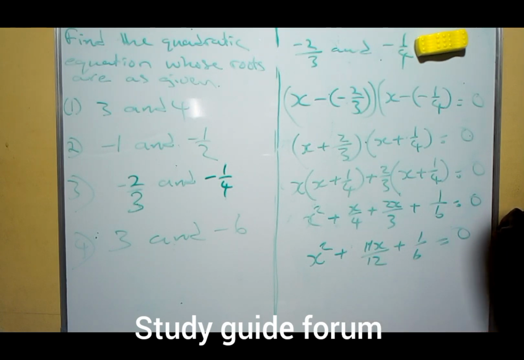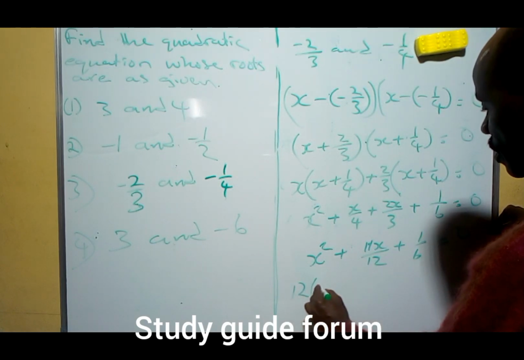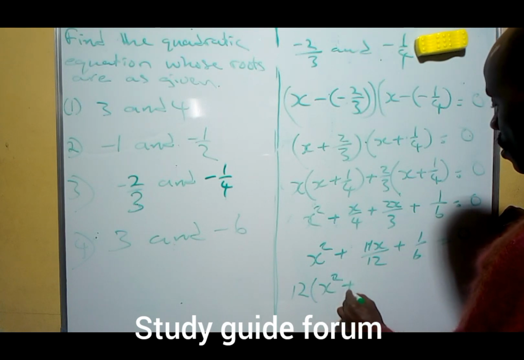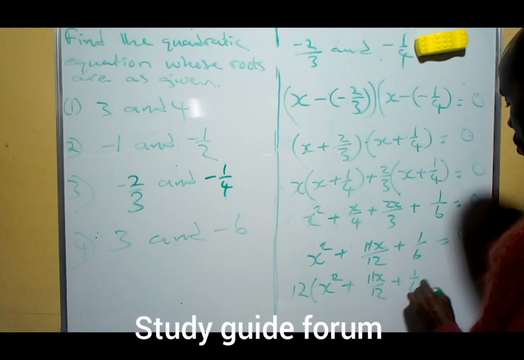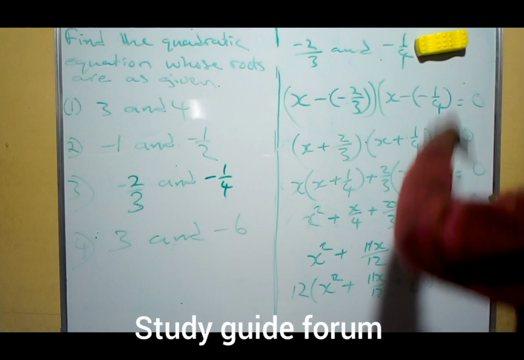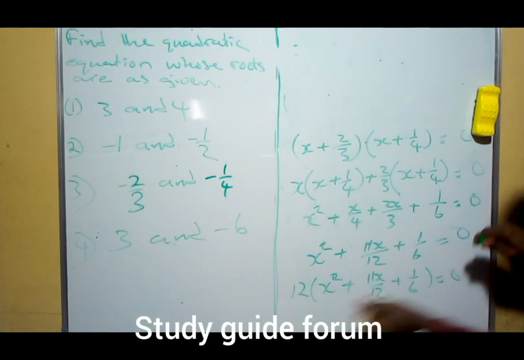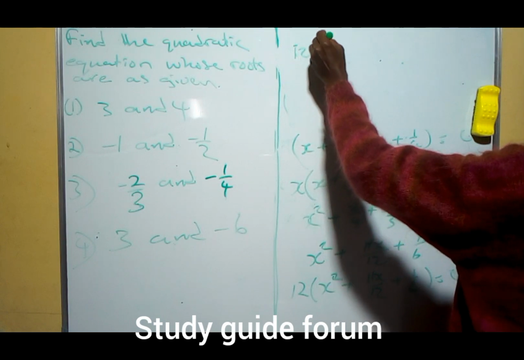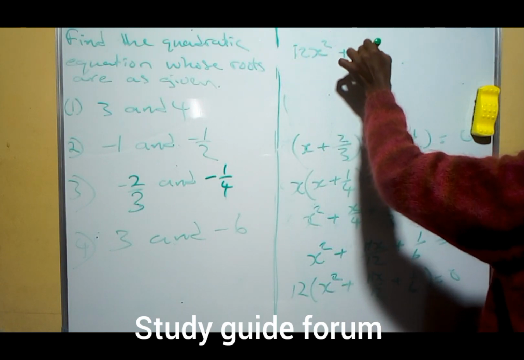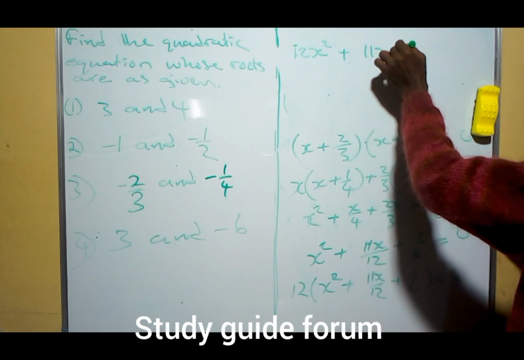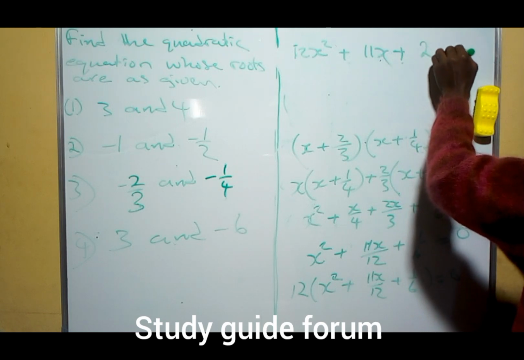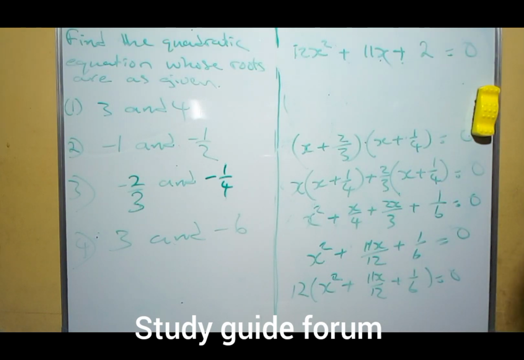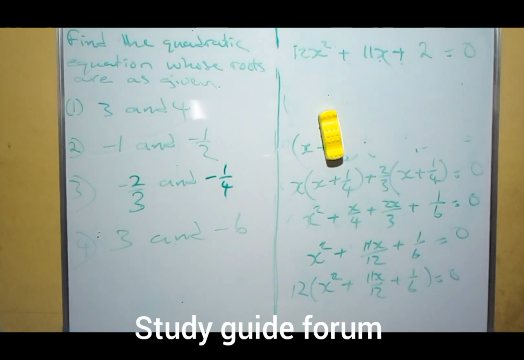So to remove the fraction, we multiply all by 12. We have 11x over 12 plus this equals to 0. So 12 multiplied that, we have 12x squared plus 11x. This will cancel out. The next one we have 2 equal to 0. So that's the quadratic equation. So we're going to stop it there.